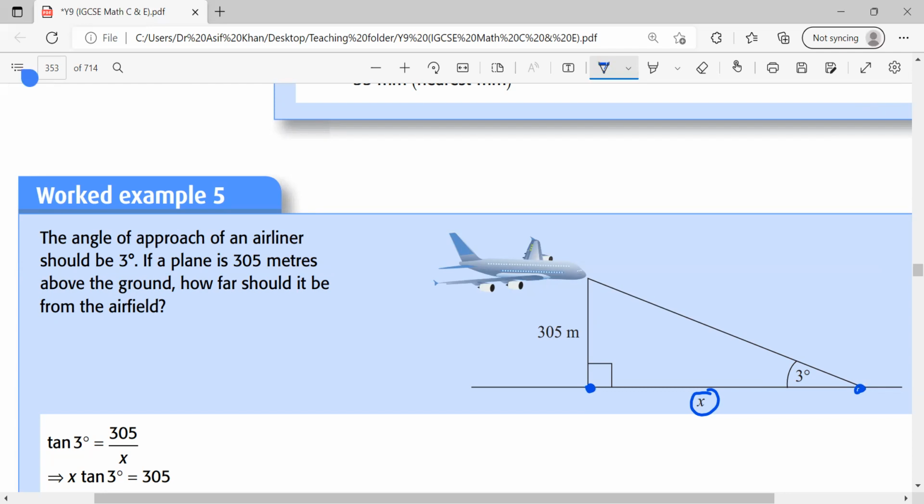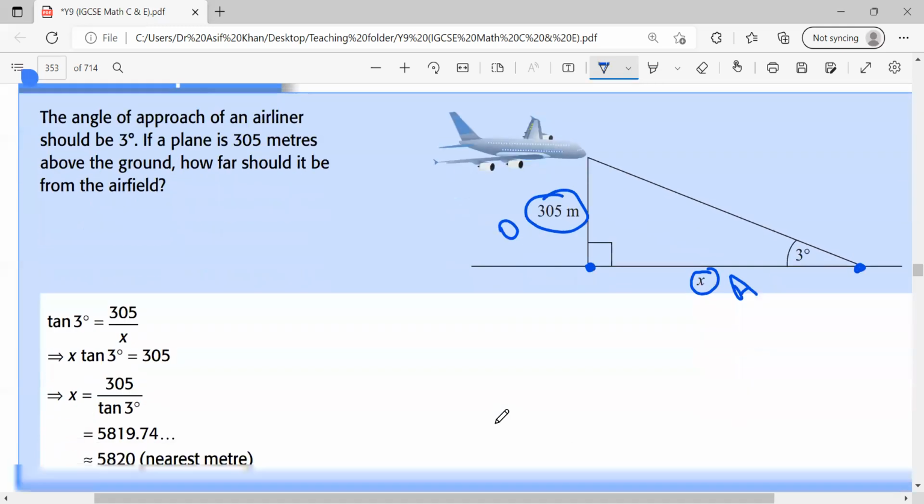What is the name of this distance, Abdullah? This x is what? Oh, here, I make the adjacent circle. This one is adjacent. And this 305? Opposite. So opposite and adjacent are there, so you will use the tangent theta formula.